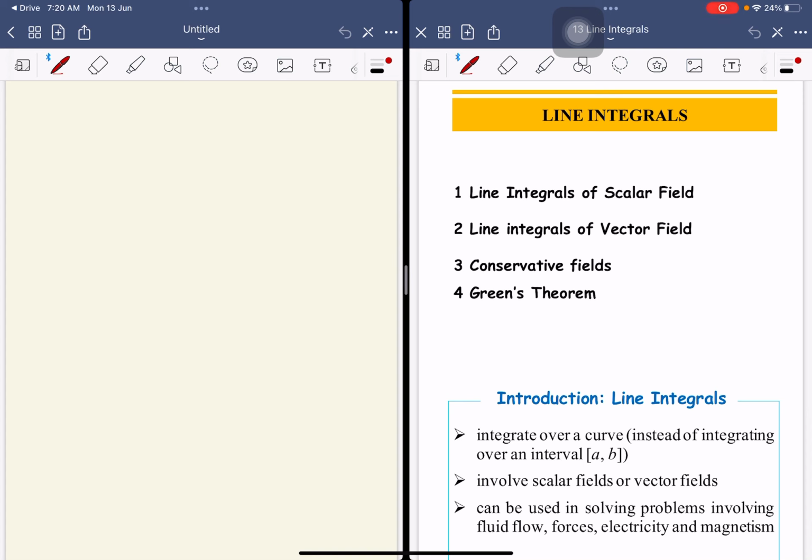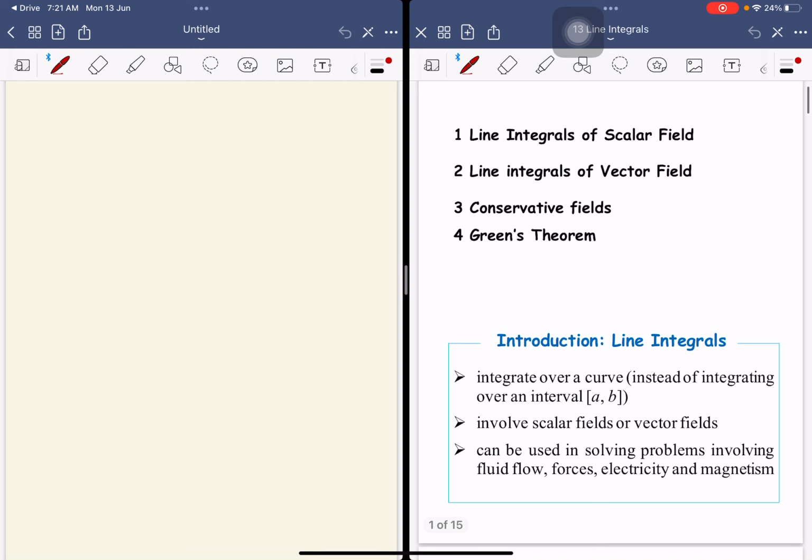Now we're going to learn line integral, which is another type of integral. It's actually a single integral over a curve in three-dimensional space. You must remember that when we talk about line integral, we integrate over a curve instead of integrating over an interval like we learned previously.